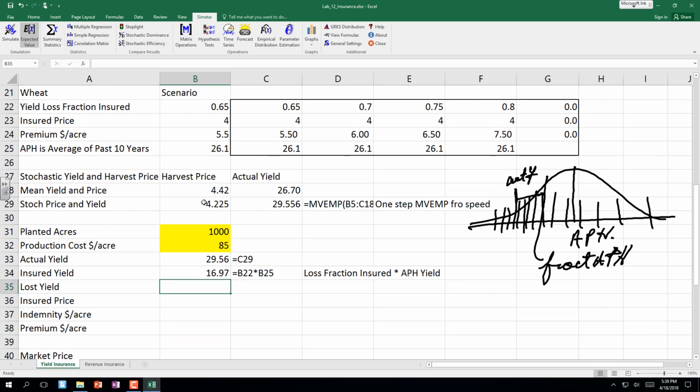And the lost yield is an if statement. Or it could be a max statement, but I like an if statement because it's more direct. If my actual yield is less than the insured yield, then the amount I lost is the insured yield minus that actual or realized yield. Otherwise, it's zero.